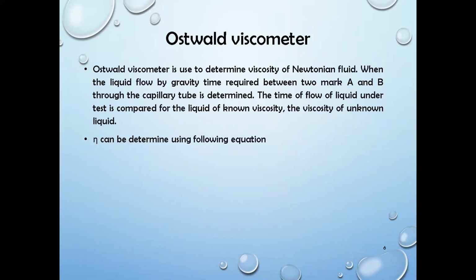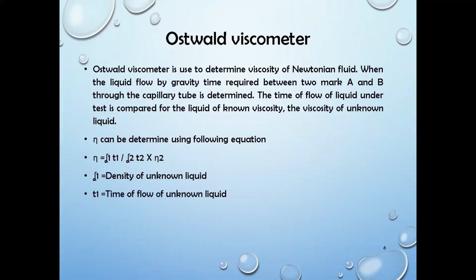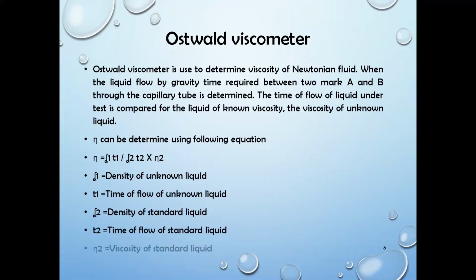So eta can be determined by using the following equation, that is eta 1 is equal to rho 1 T1 divided by rho 2 T2 into eta 2. This equation is derived from the Huygens-Poiseuille's equation after a derivation, where rho 1 is the density of the unknown liquid, T1 is the time of flow of unknown liquid, rho 2 is the density of the standard liquid, T2 is the time of flow of standard liquid, and eta 2 is the viscosity of the standard liquid.